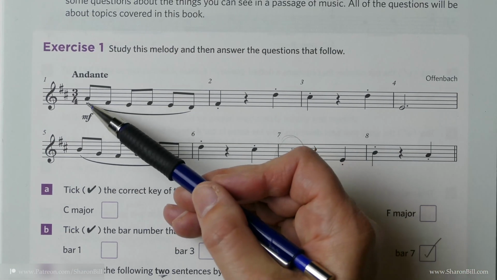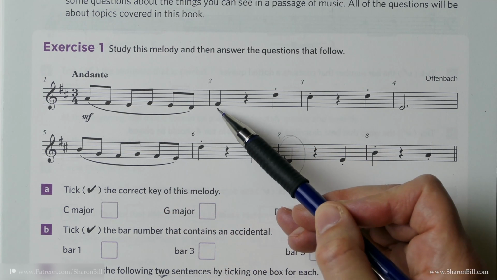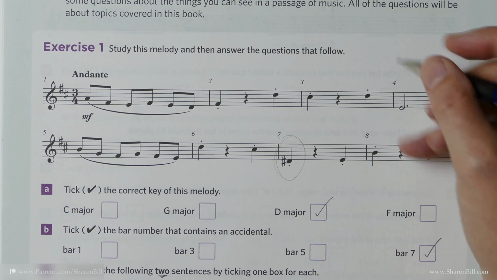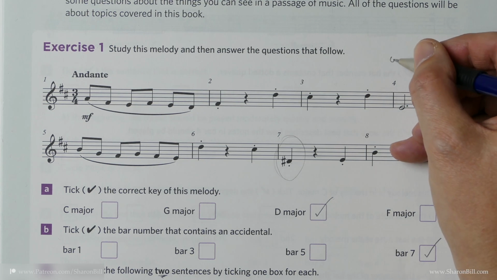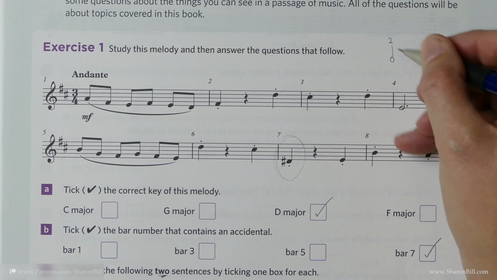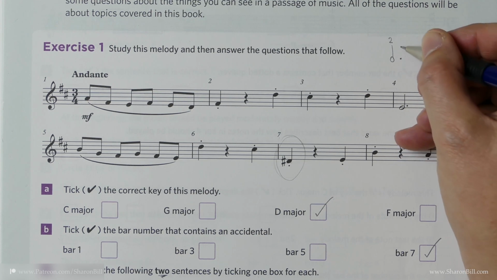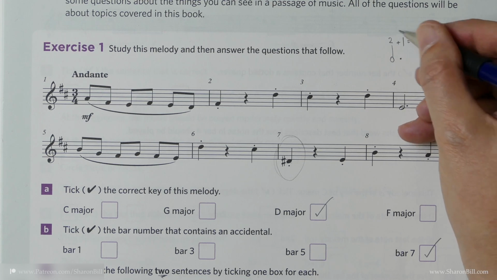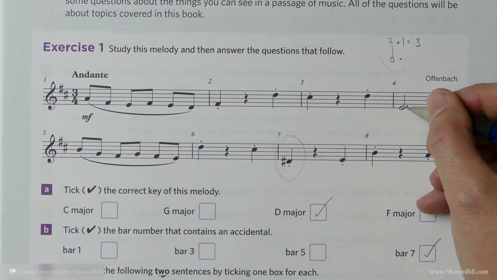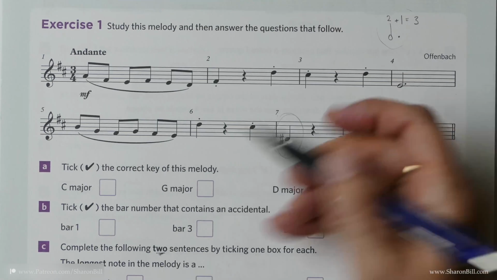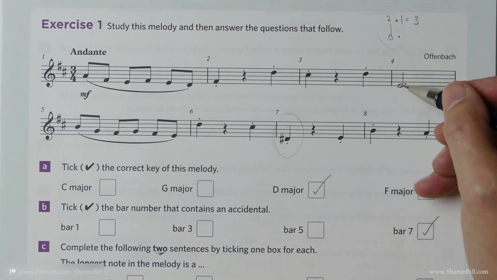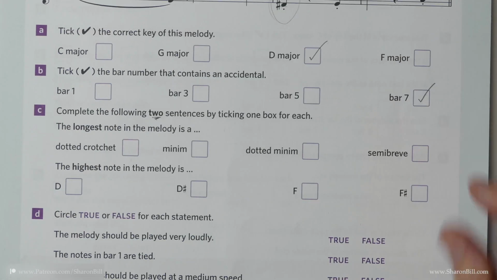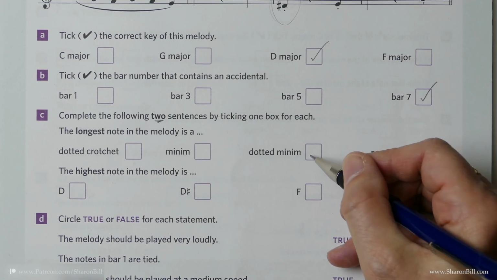So we've got quavers, which are half a beat. We've got crotchets, 1 beat. We've got a dotted minim here, which is 3 beats, because remember, a minim is 2 beats, and then a dot after a note is half as long again. Half of 2 is 1, so a dotted minim is 3 beats. Nothing longer than that, so here we have a dotted minim in bar 4, so the longest note is a dotted minim.